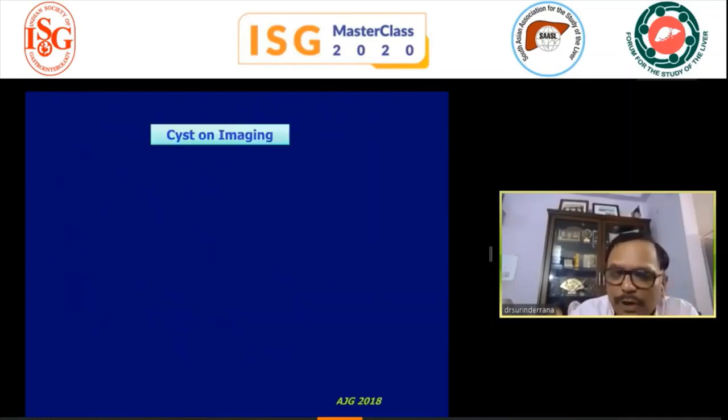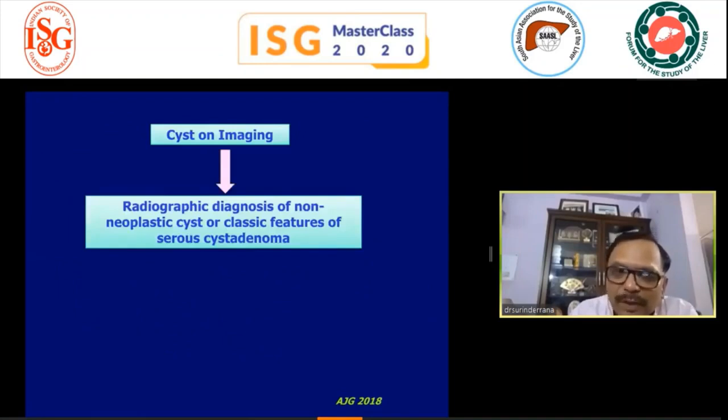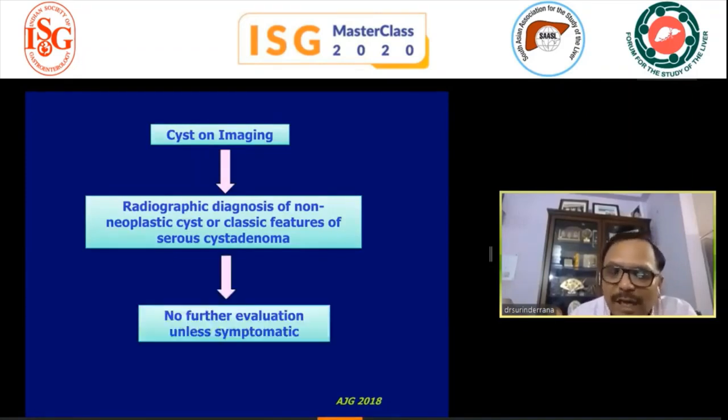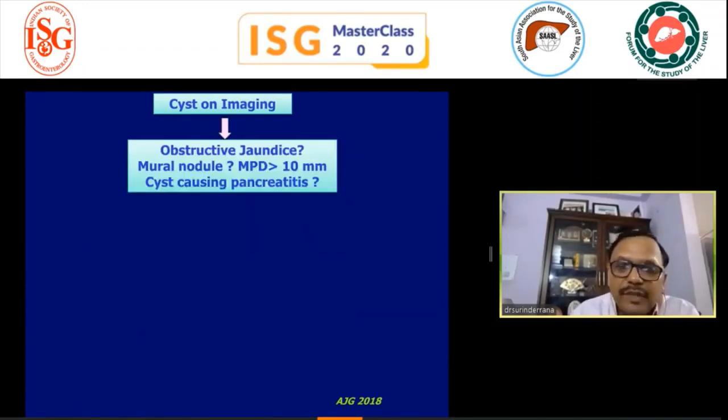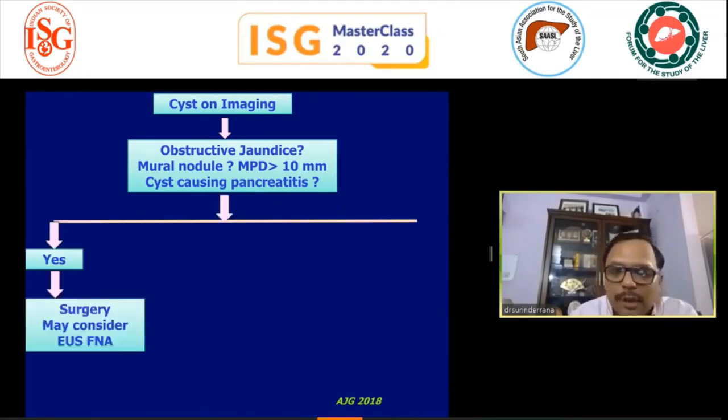So the treatment algorithm we follow is that if you look at a cyst on imaging, if the radiographic features on MR are classical of a non-neoplastic cyst or serous cystadenoma, no further evaluation is needed unless the patient is symptomatic. If the patient is unfit for surgery, you don't need to proceed further. On the other hand, if these features are not present, then you look for obstructive jaundice, you look for mural nodule, you look for duct, if duct is more than 10 millimeter, and if the cyst is causing pancreatitis, then this patient requires surgery. Some surgeons may like to do an FNA, but I think there is no point doing an FNA. Surgery in a fit candidate is the right approach in this group of patients.